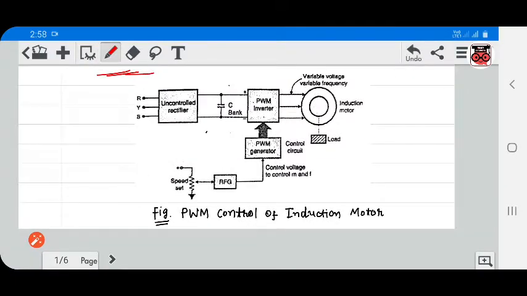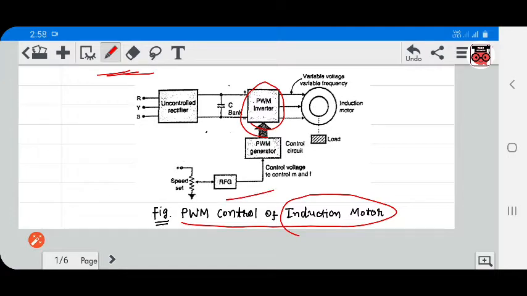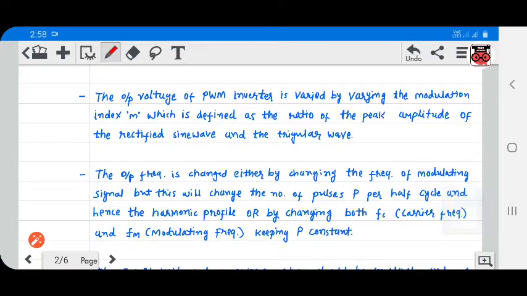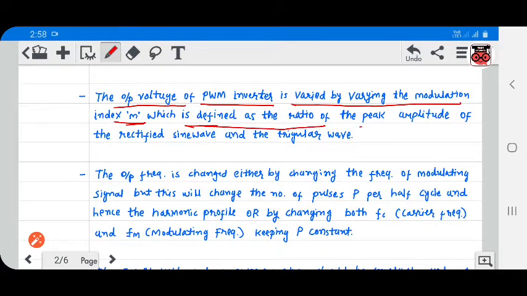In this diagram, you can see the PWM control of induction motor. Here you can see this is a PWM inverter. These are the PWM controller, and this PWM inverter output is given to the induction motor. The output voltage of the PWM inverter is varied by varying the modulation index M, which is defined as the ratio of peak amplitude of the rectified sine wave and the triangular wave.